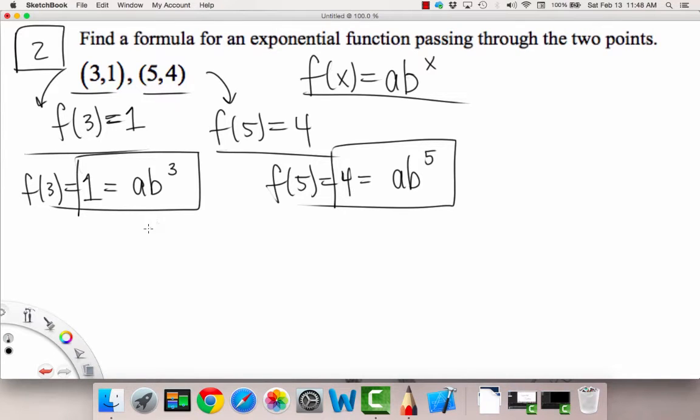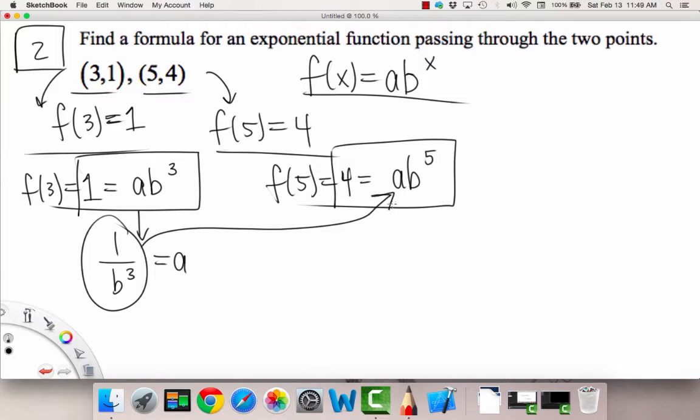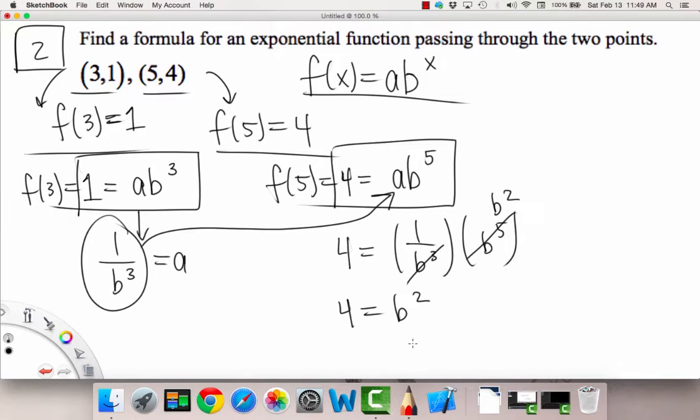So let's solve for a on one of the sides. If we take this equation and solve for a, we get a is equal to 1 over b to the third, because we just divided on both sides. Now we're going to take this 1 over b to the third and plug it in for the a right here, because these a's are the same, they represent the same thing. So we get 4 is equal to 1 over b to the third times b to the fifth. These can cancel out and we get b squared on the right-hand side. So now we're at 4 is equal to b squared, and we square root, so we get b is equal to plus or minus 2.